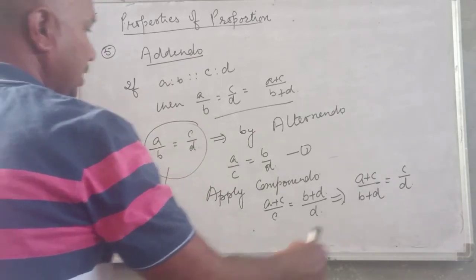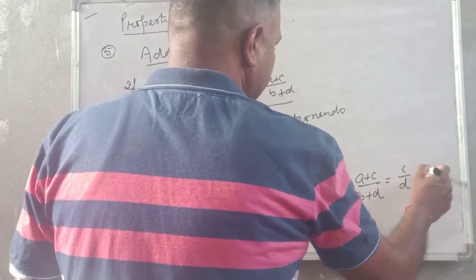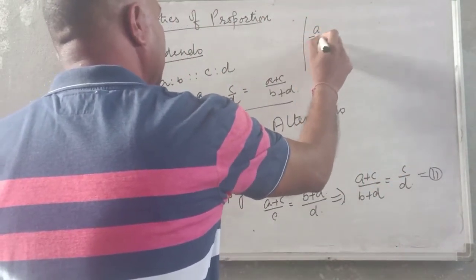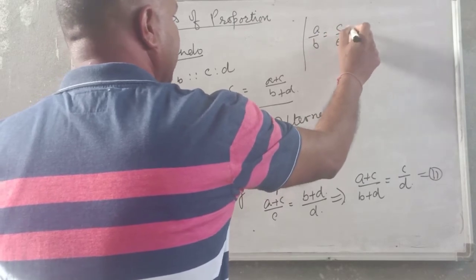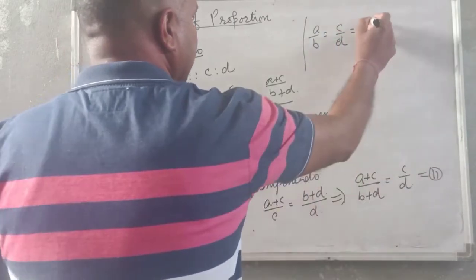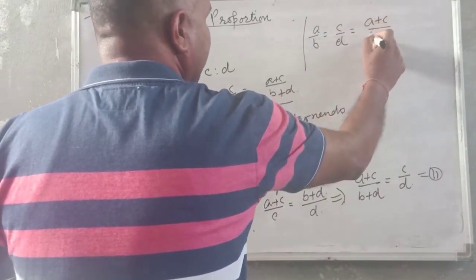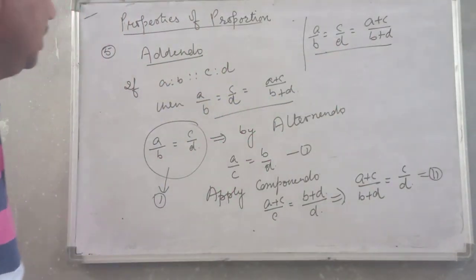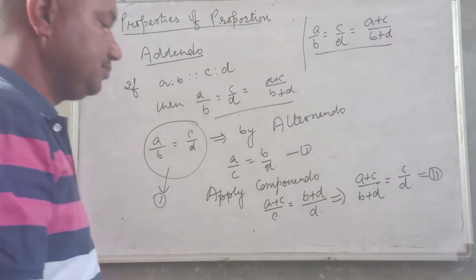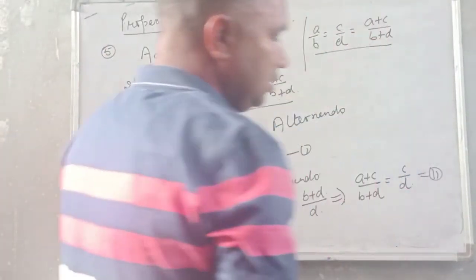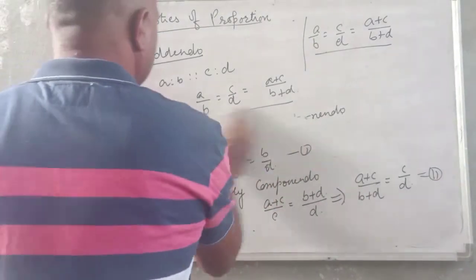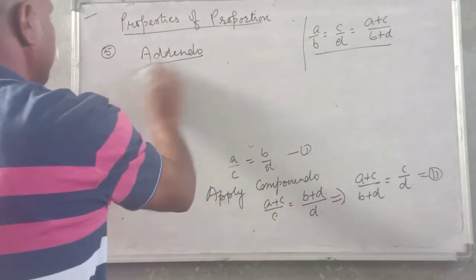From 1 and second, we get A by B is equal to C by D, and C by D is equal to A plus C by B plus D. This property is addendo. Now some examples on the basis of these properties.